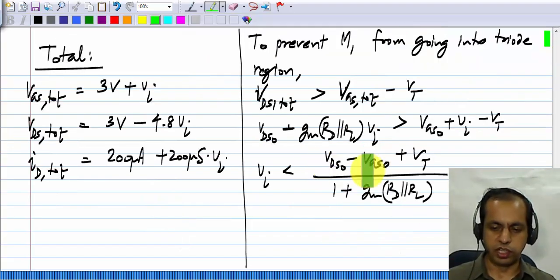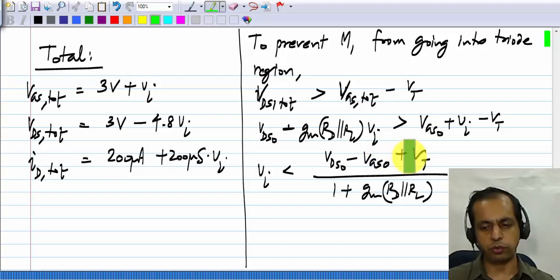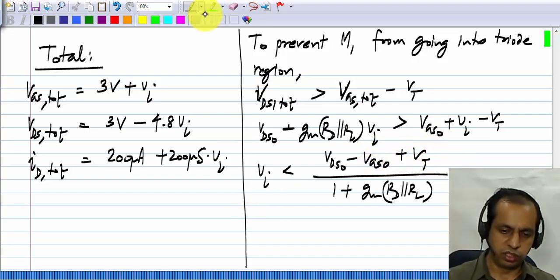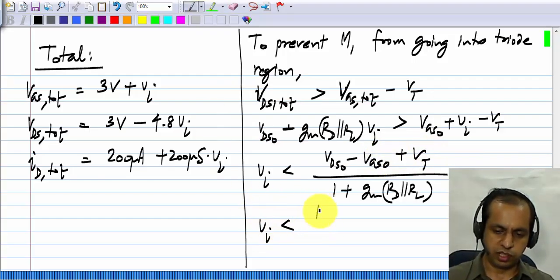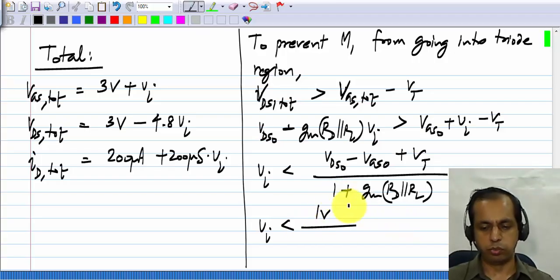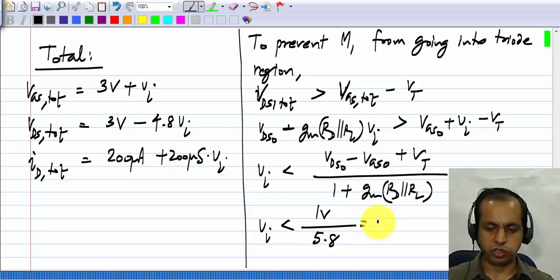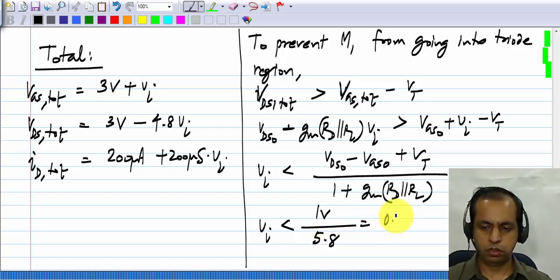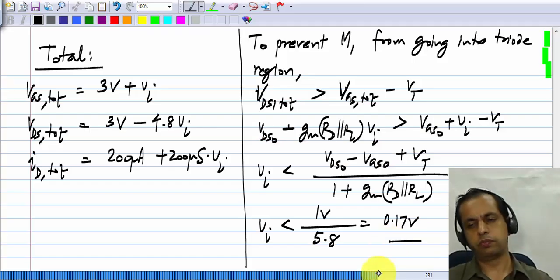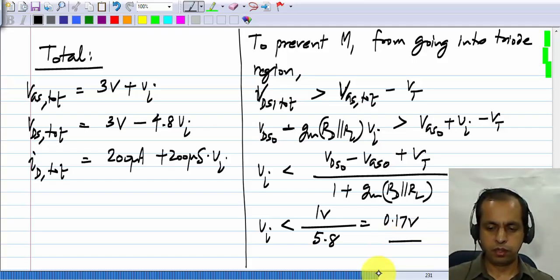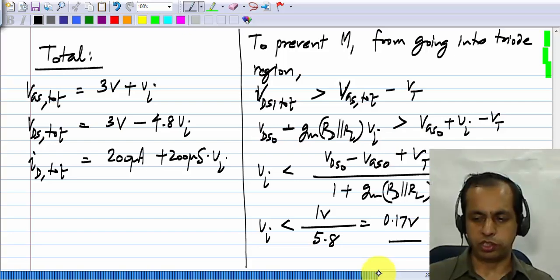So anyway, in this case, VDS0 equals VGS0 equals 3 volts and VT is 1 volt. So it turns out that VI has to be less than 1 volt divided by this number, which is 1 plus 4.8 or 5.8, which works out to 0.17 volts. So VI has to be below 0.17 volts.